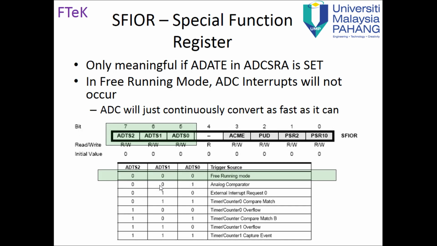For SFIOR, they have different types of conversion. We will use the default one, which is the free running mode. That means we give 0 0 0 for these 3 bits in register SFIOR.